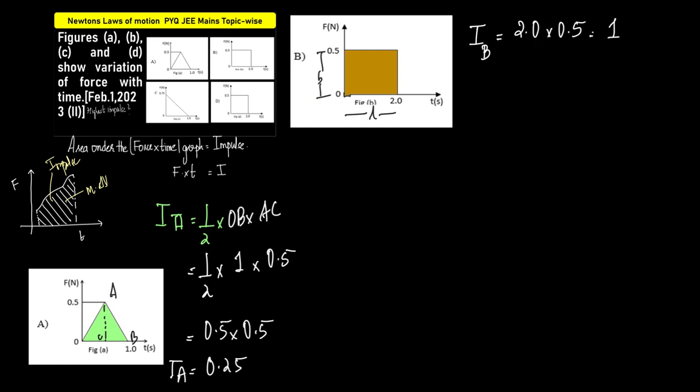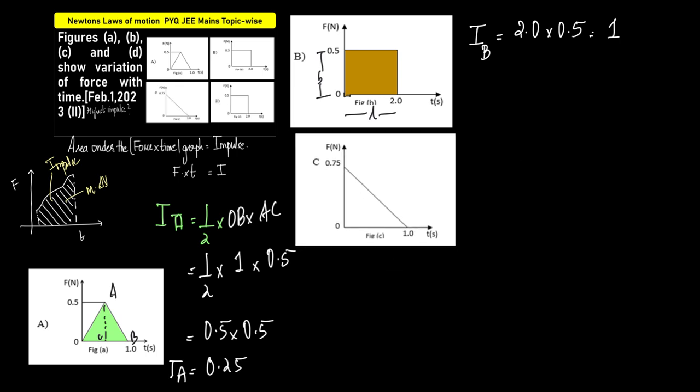Now for this triangle here, the area in the graph is this area. Again, what we get is IC is equal to the area under the triangle, which is half into the base. Now this becomes really basic. 1.2 into 0.75. So IC is equal to half into 0.75.